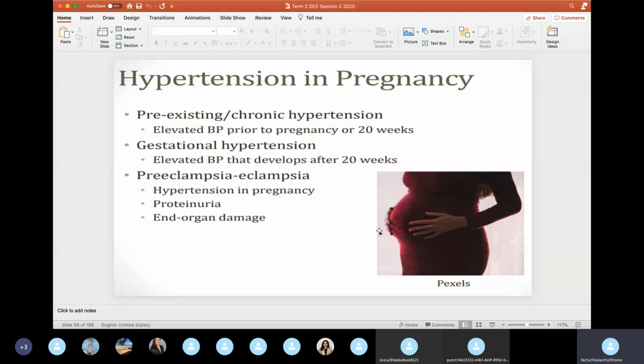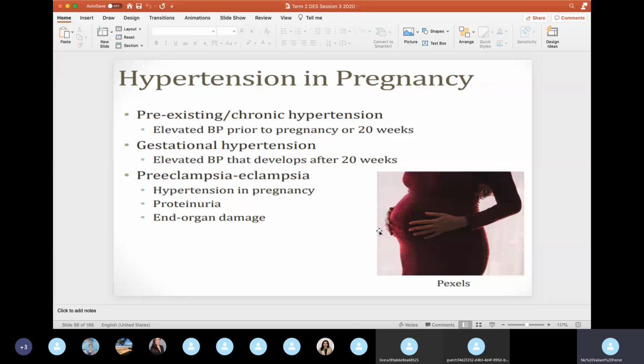Now, hypertension in pregnancy. Hypertension means you have an elevated blood pressure. So it can either be pre-existing or chronic, or gestational. So gestational hypertension, we're talking about elevated blood pressure that develops after the 20th week of pregnancy. We call this one preeclampsia. How do I know if someone has preeclampsia? You can have hypertension in pregnancy. What else? You can have proteinuria.